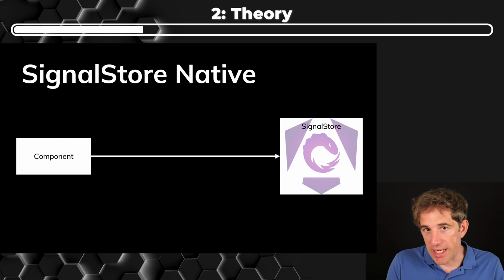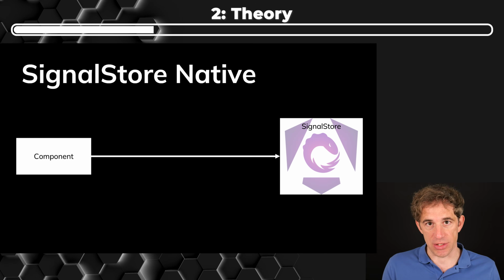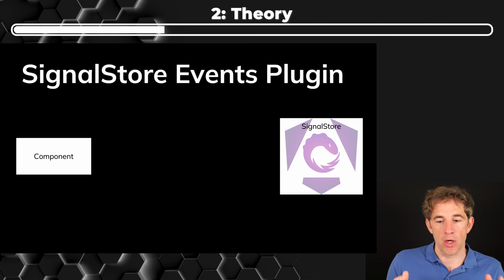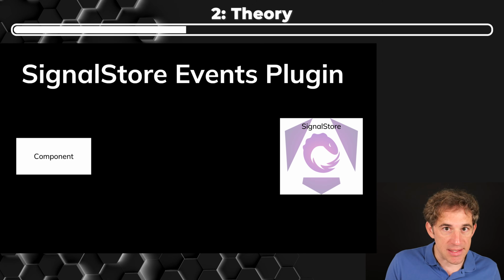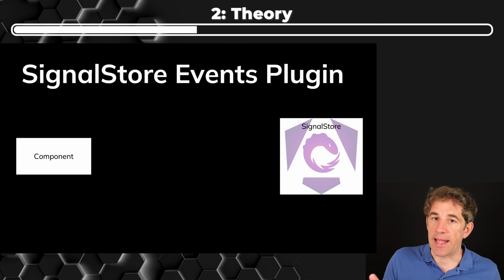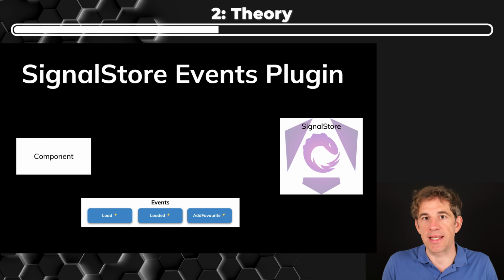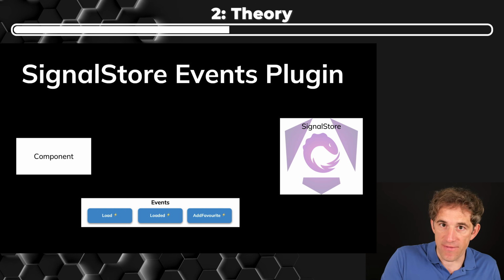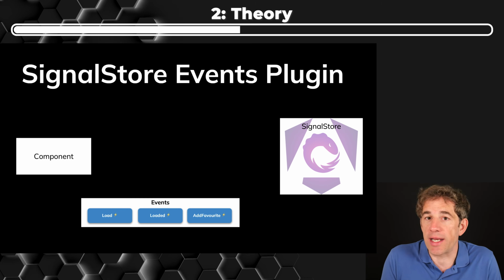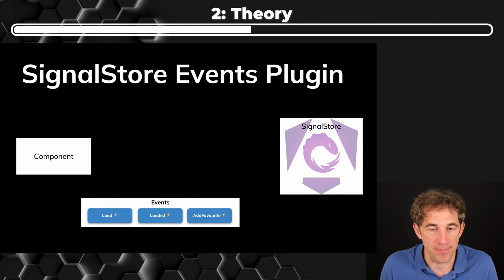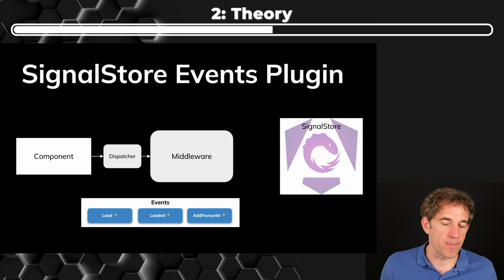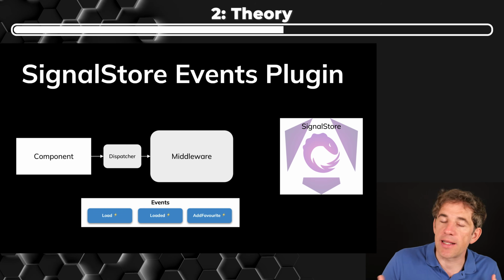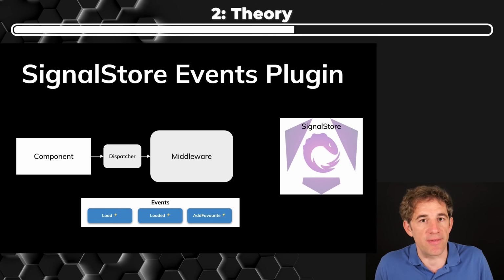This is not going to change if we want to use the events extension, because from now on, we need to split this into multiple pieces. We have events, we have a reducer, and we have an effect. So our components are using events. They are dispatching events when a certain thing needs to happen, for example, like a load event. Then inside of the SignalStore, these events can be consumed. So we can define how the SignalStore should react to these events.